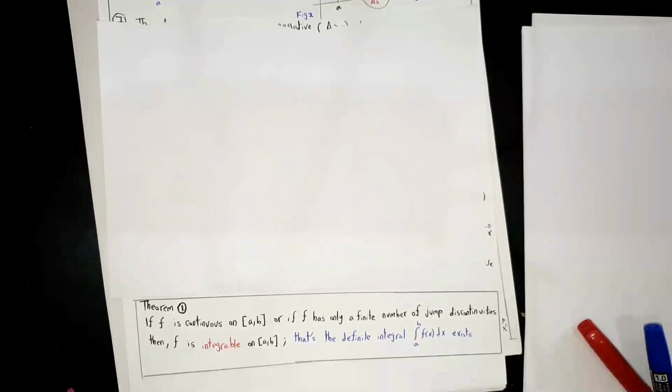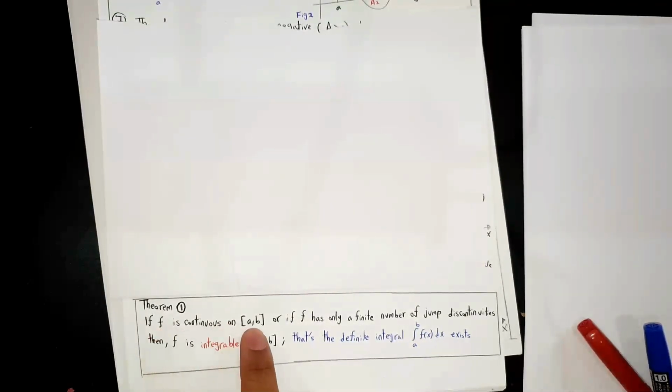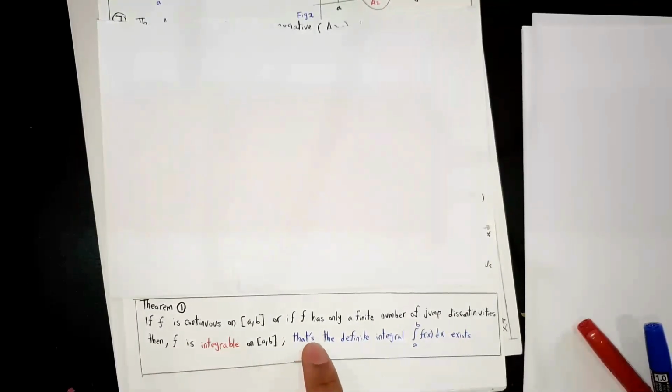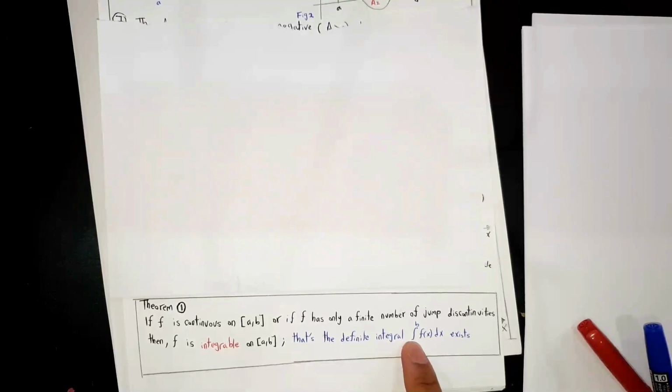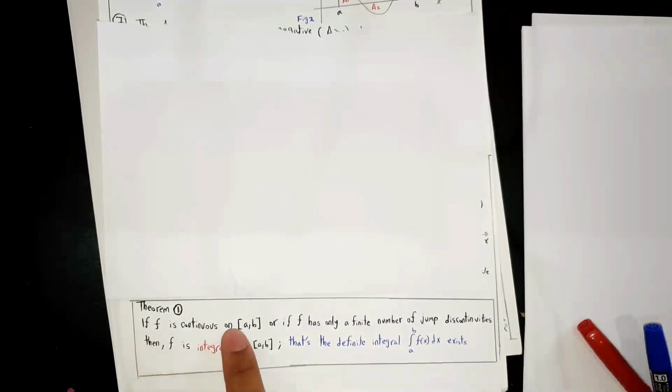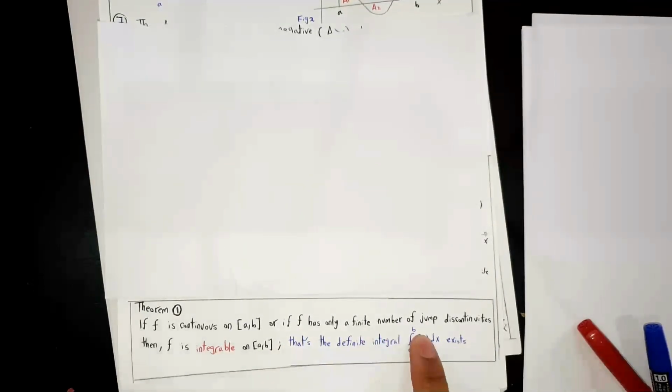Let us see theorem number 1. It says if f is continuous on [a,b], or if f has only a finite number of jump discontinuities, then f is integrable on [a,b]. That means the definite integral from a to b of f of x dx exists. So in this course mainly we may concentrate on the first part. If the function is continuous, then it is integrable. Rarely we will see the situation where we consider a finite number of jump discontinuities.